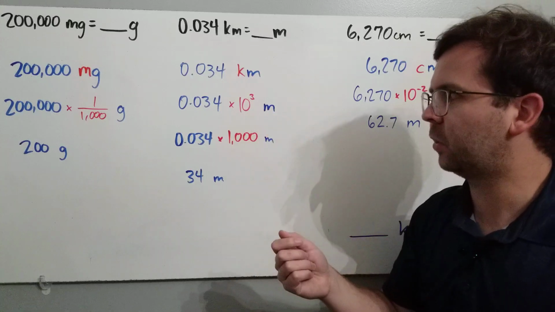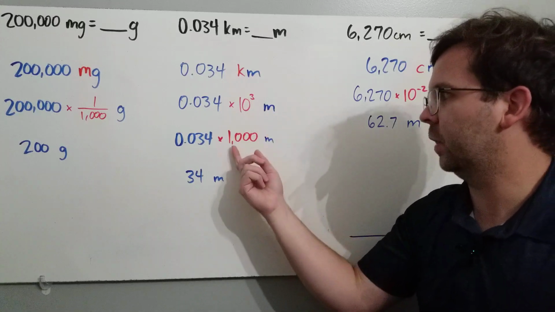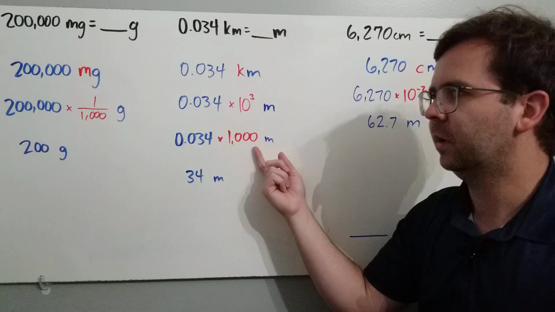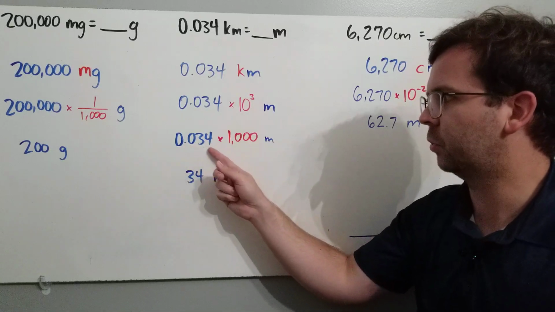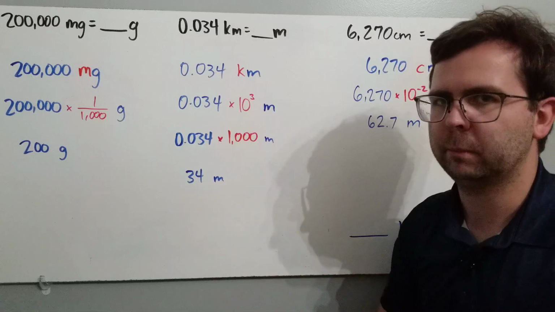Now, I can put that in my calculator, or I can know that 10 to the 3 is just times 1,000. I can move the decimal place over 3 times as well for 10 to the 3, so 1, 2, 3. So it'd be 34 meters.